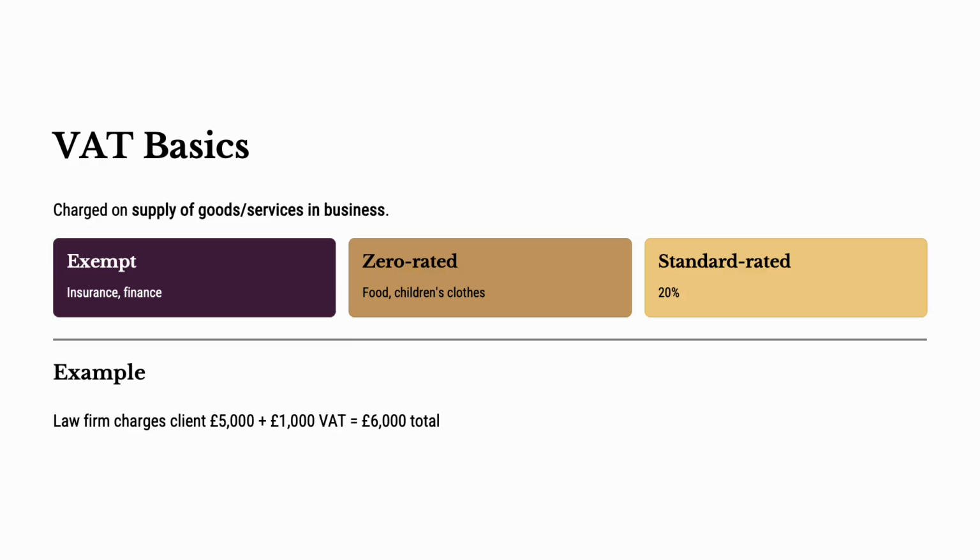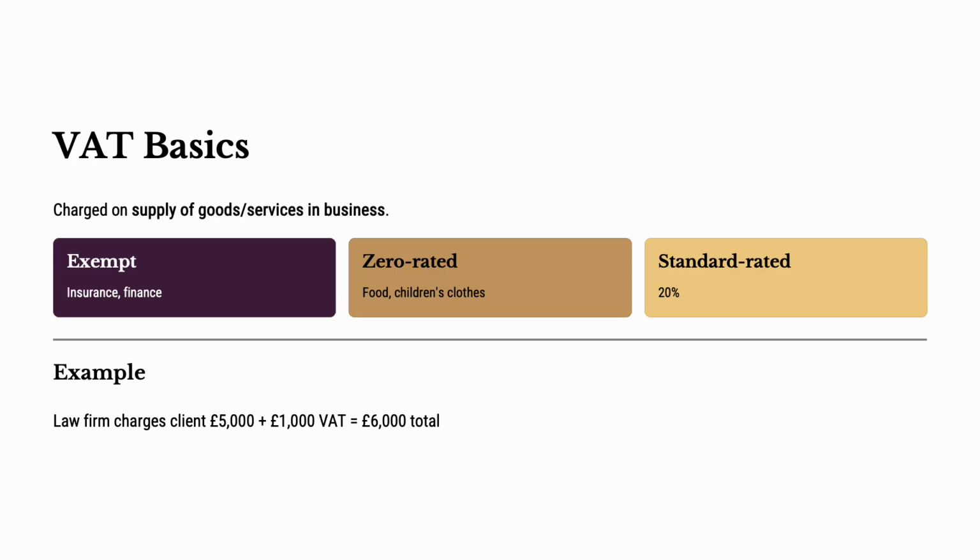Zero rated: things like most food and children's clothes are zero rated. That means VAT is charged at 0%, but crucially, you can recover input VAT. So zero rated is better than exempt for business. Standard rated: most goods and services are charged at the standard rate of 20%.